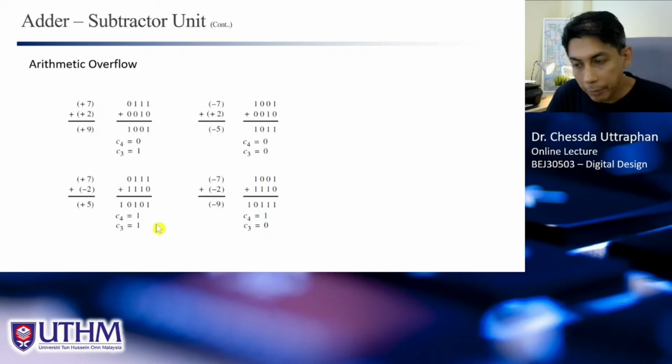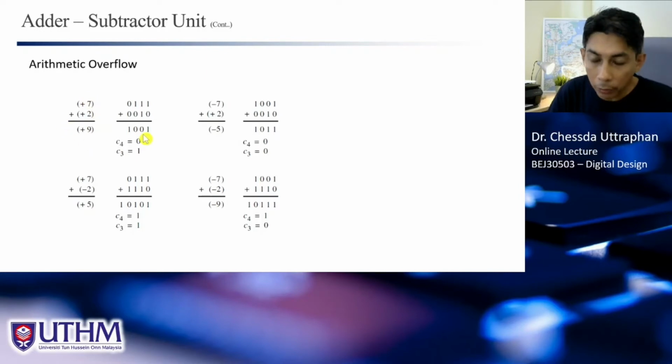So for example, our system is 4-bit, and let's look at this example where both numbers are positive: plus 7 plus positive 2, and the result in decimal should be 9. We humans find this calculation easy, but in hardware it is not that easy. First, the hardware needs to do it in binary.